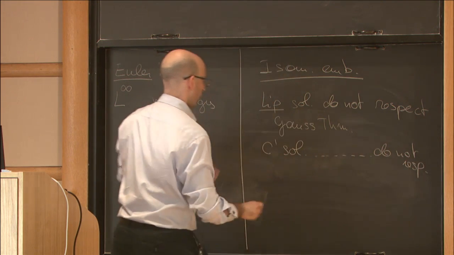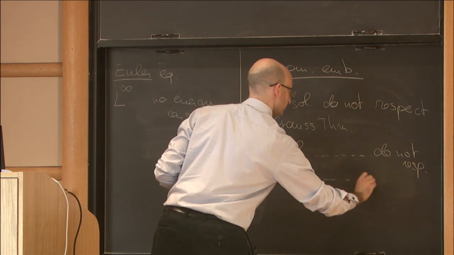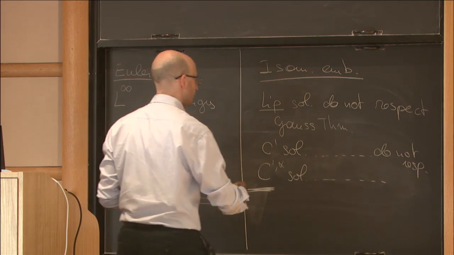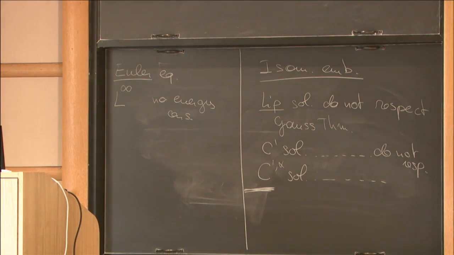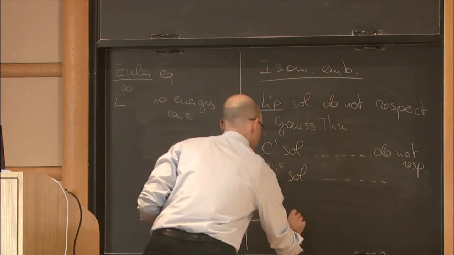And in fact, what Borisov is telling you is that even C1,alpha solutions might not. And then there is some borderline, some threshold, and at a certain point you will start actually agreeing with Gauss theorem, and that is actually Borisov. And there is a no man's land in between where we don't know what happens.